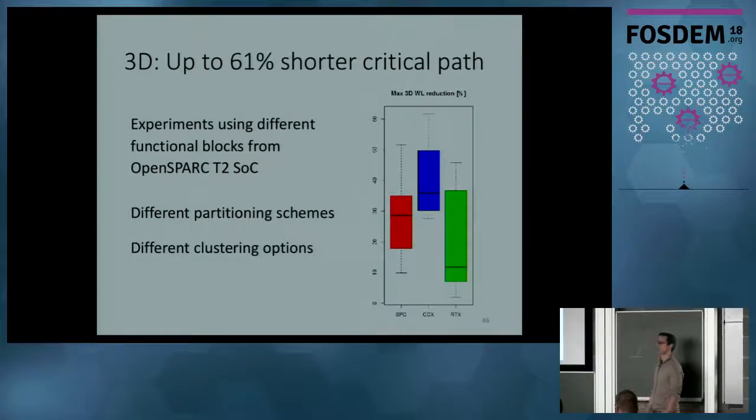One other gain we can have, on top of having a shorter total wire length, is having a shorter critical path. That is important for the performance gain. And again, you can see that the crossbar will gain more than the others, up to 61%, but more than, let's say, 35% on average.